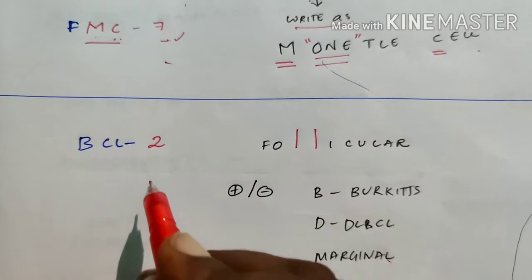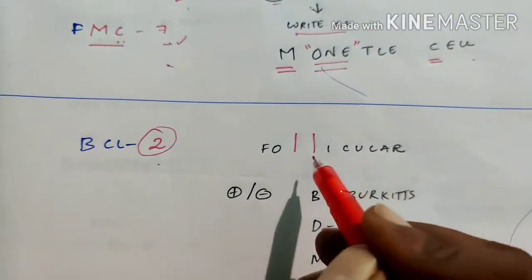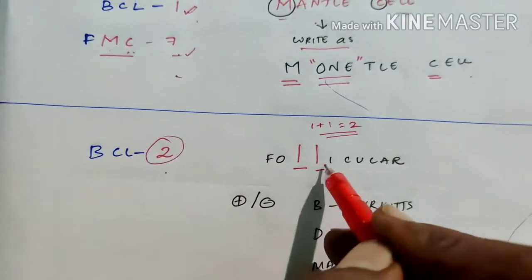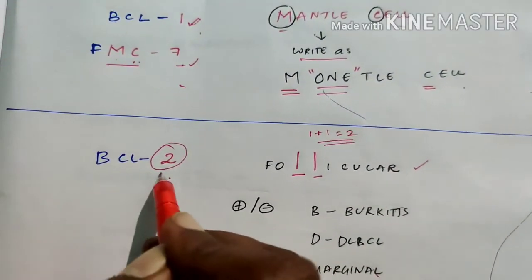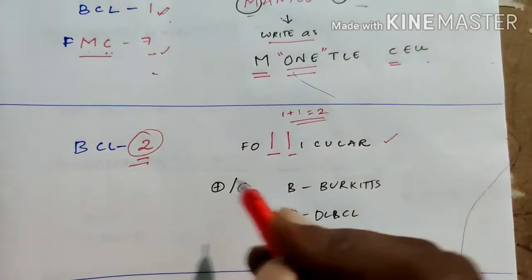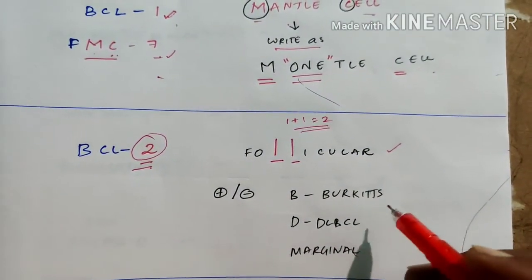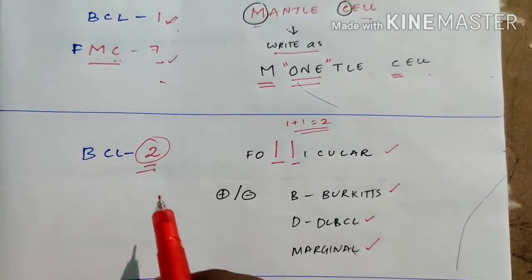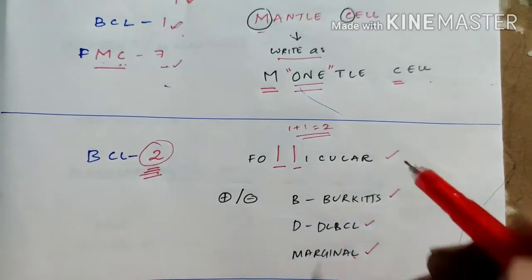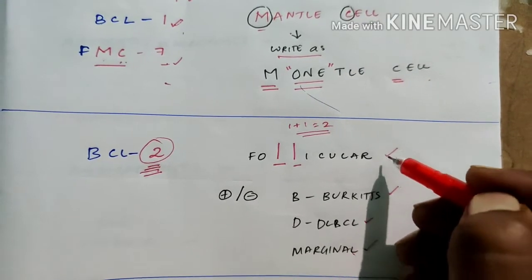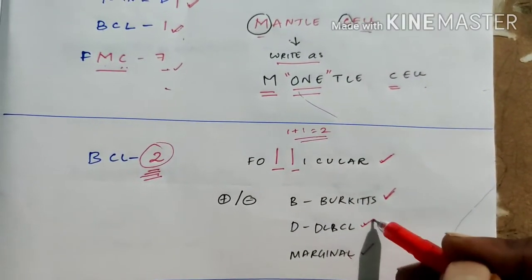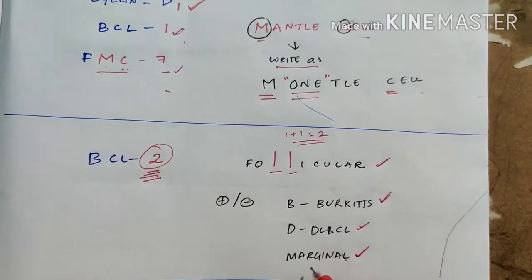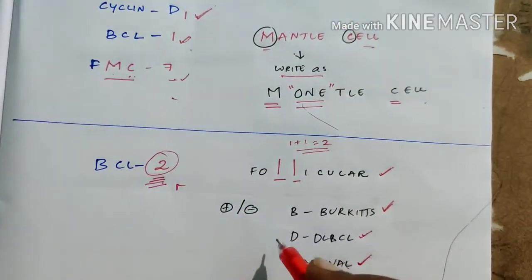Then here comes BCL2. You write follicular as 1 1; 1 plus 1 is 2. Follicular cancer, the specific marker is BCL2. But BCL2 is also seen in Burkitt's, DLBCL, and marginal. Along with BCL6, you'll express BCL2 in the germinal zone. In the germinal zone, the cancers are follicular, Burkitt's, and DLBCL. You know that. From the marginal zone, marginal cell cancer also expresses this BCL2, plus or minus. It is not mandatory.